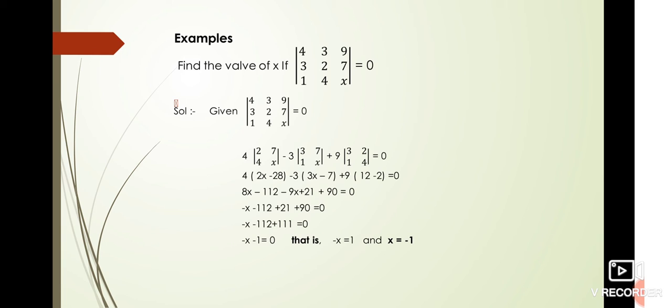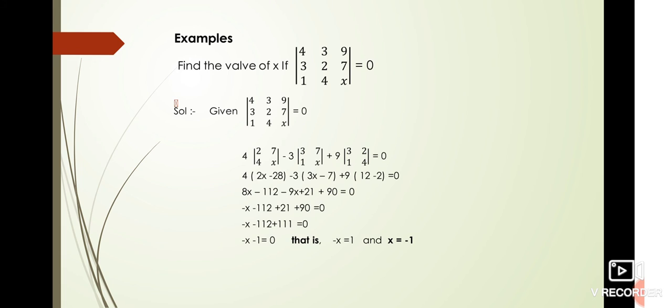So 4 as it is. Again same, the expansion of the second order determinant is the product of the main diagonal elements, 2x, minus the product of the anti-diagonal elements, 28, minus 3 into the product of the main diagonal elements, 3x, minus the product of the anti-diagonal elements, 7, plus 9 into the product of the main diagonal elements, 12, minus the anti-diagonal elements, 2, that is equals to 0.